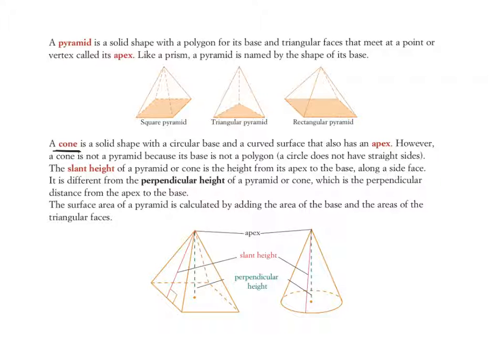However, a cone is not a pyramid because its base is not a polygon. Remembering that a polygon is a shape that has straight edges, like a cylinder. A cylinder is not a prism because it doesn't have the straight edges.